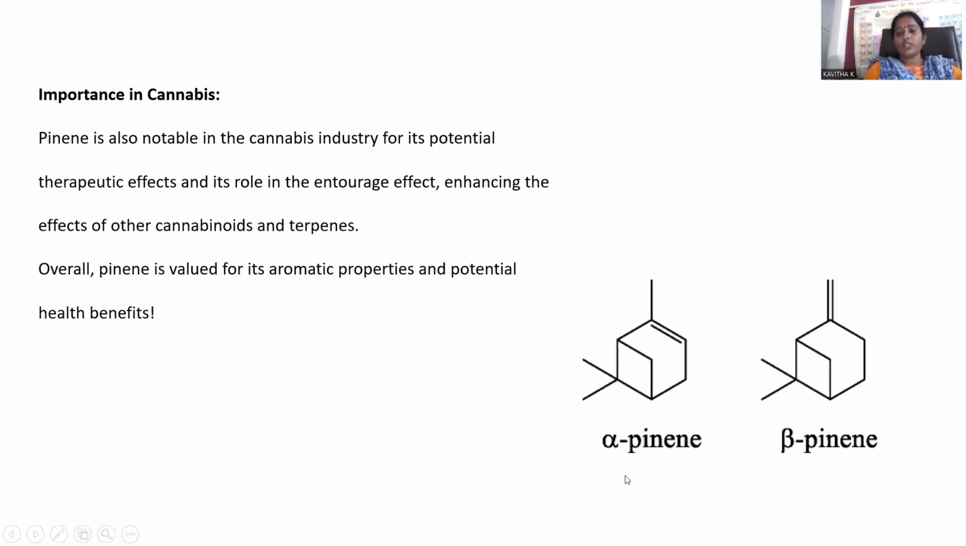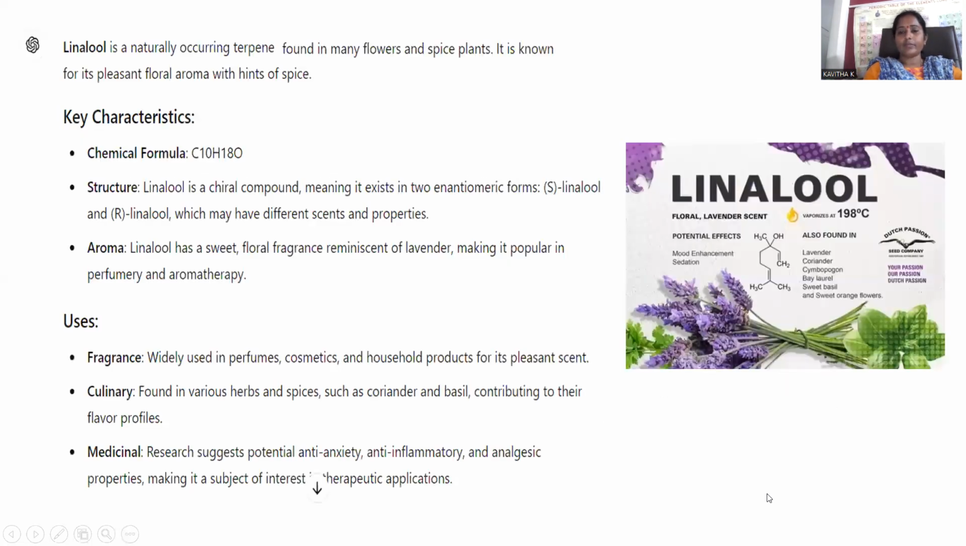So here we can notice alpha pinene and beta pinene. What is the difference between these two? Alpha pinene is indicated with the double bond inside the ring. In beta pinene, the double bond is shifted to the outside the ring. So both are having exactly resembling structures except double bond location. Double bond if present inside the ring, that is called alpha. If exocyclic double bond is there, that is called beta pinene.